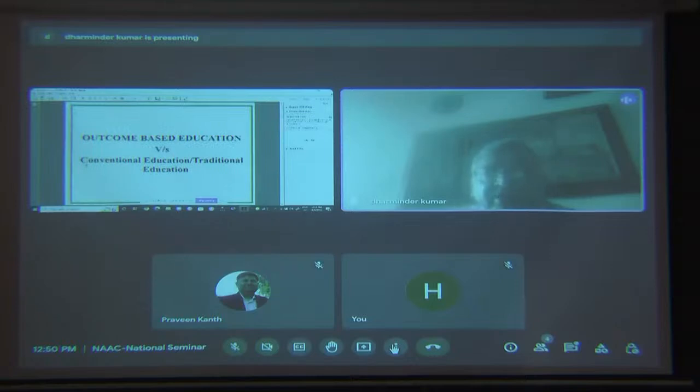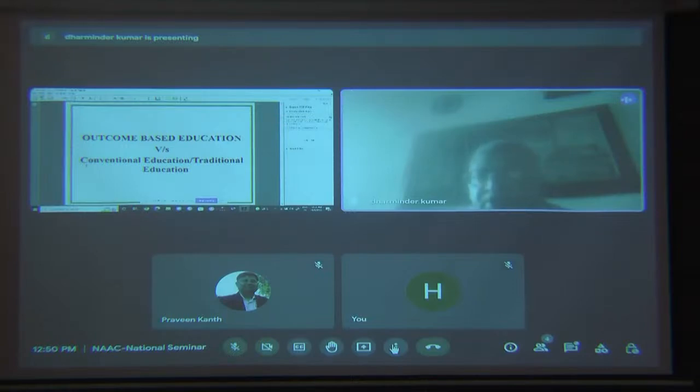Okay, what is the difference between outcome-based education and conventional or traditional education? You might have understood the basic philosophy. Earlier we had a conventional or traditional education system where we were not measuring abilities, we were measuring the output. Like when we say we have students, infrastructure, teachers, the examination system, and finally the results and the placements.